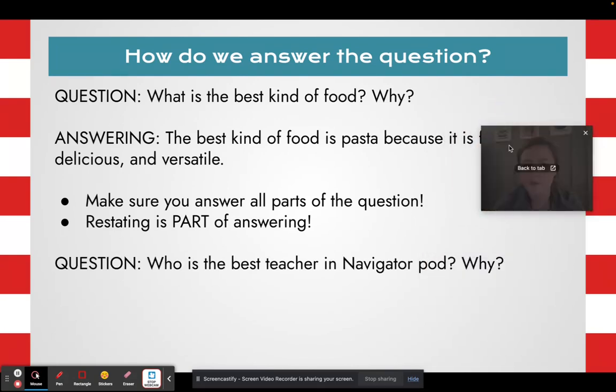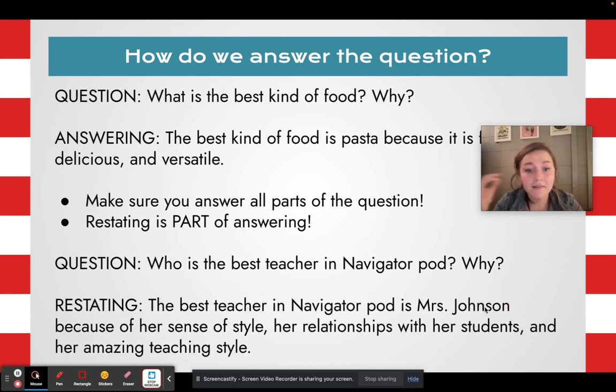So if I ask you, who is the best teacher in Navigator Pod and why? What is going to be the most complete answer? Okay, so my example is that the best teacher in Navigator Pod is Miss Johnson. There's my answer, but I need to make sure that I get that second part, that why. So I say, because of her sense of style, her relationships with her students, and her amazing teaching style.